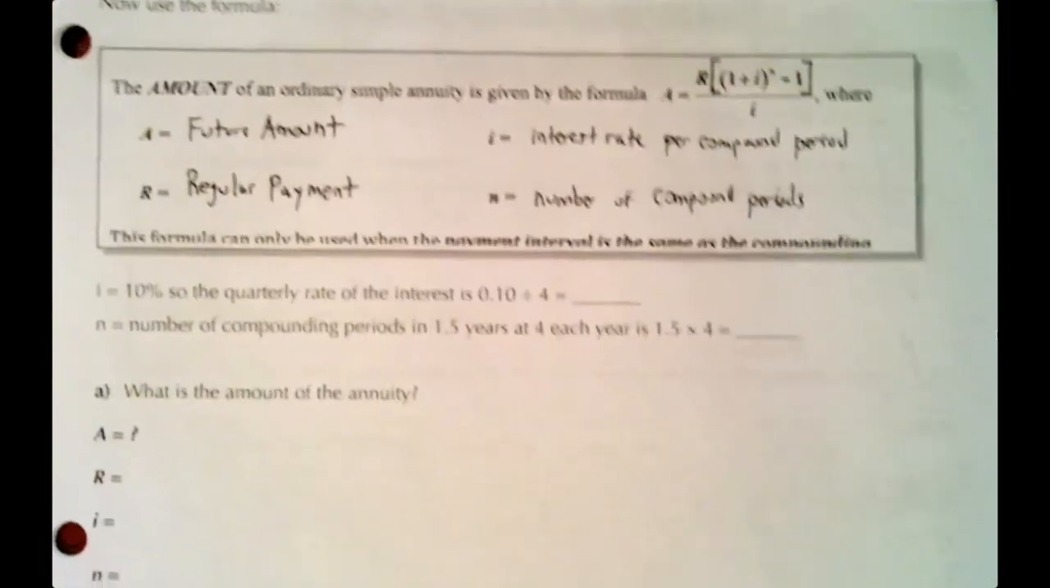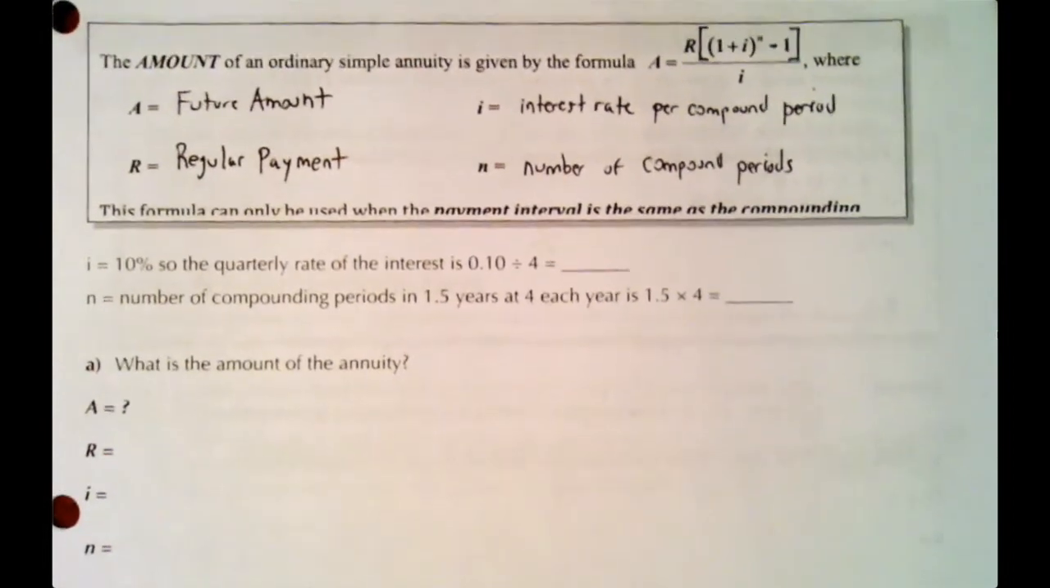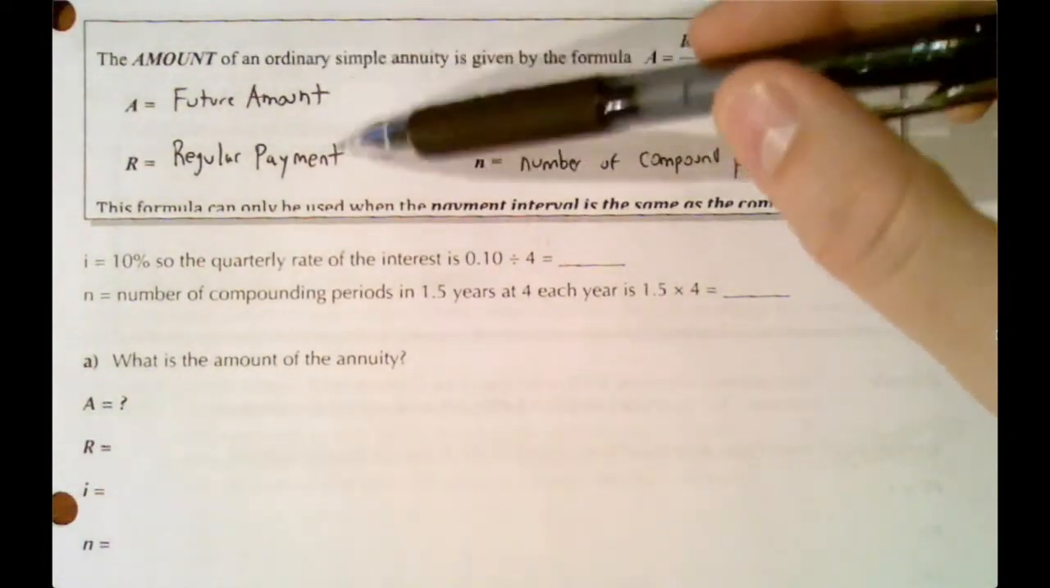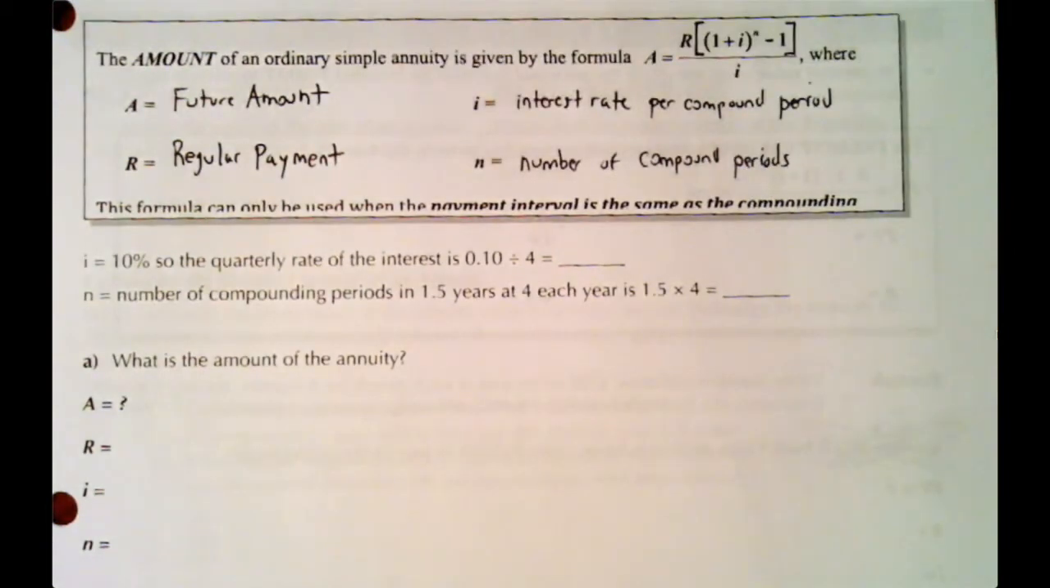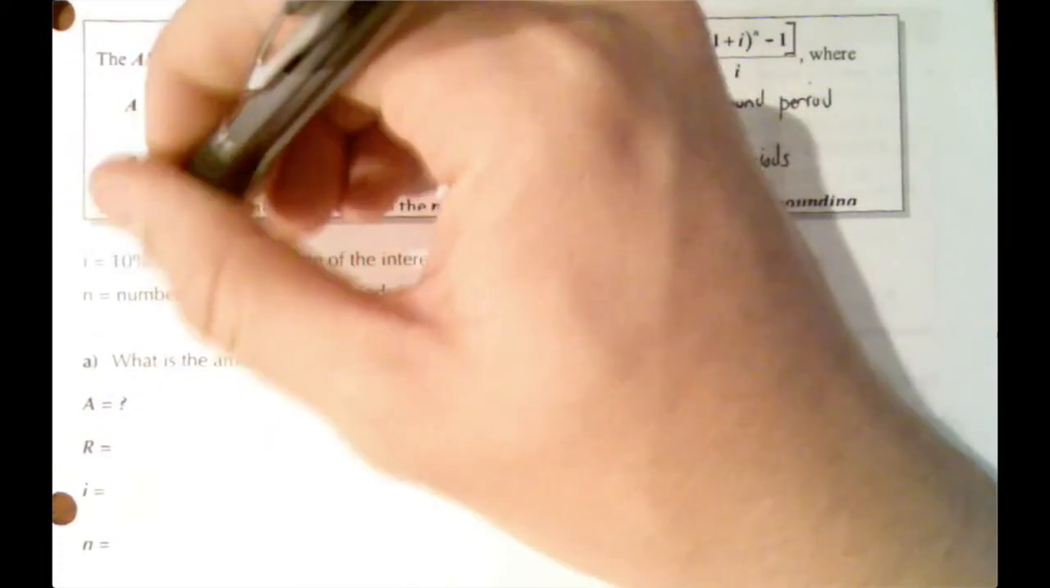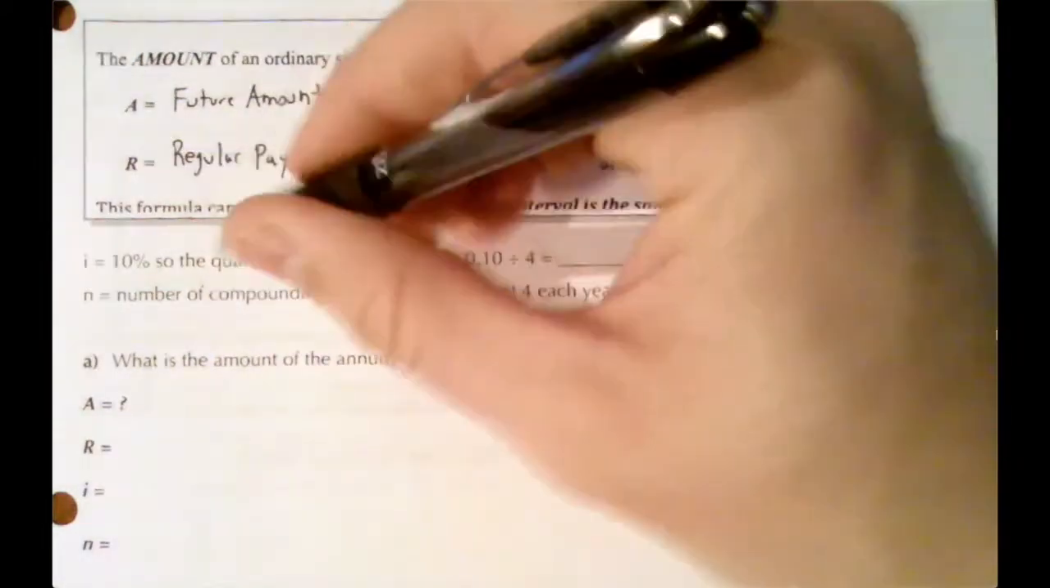All right, so the trickiest part about using this equation is figuring out what I and N are. A is what we're solving for, and the regular payment's always really clear because it'll say we're depositing this much money every so often. So R is pretty easy to figure out. I and N are tricky. So for I and N, we look for the number with the percent. It was 10%. And it said quarterly.